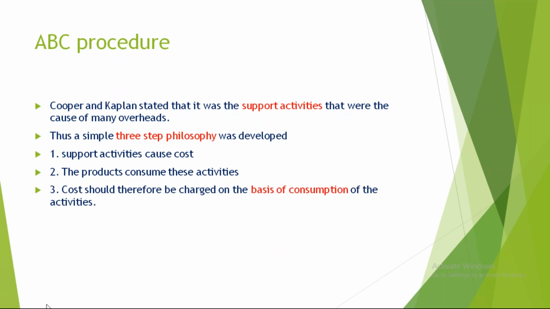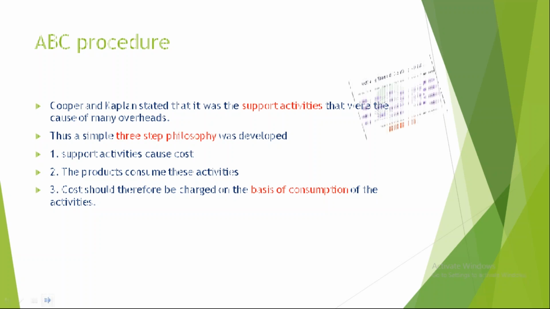So therefore, cost should be charged on the basis of consumption of the activity. This is the key crux of the ABC. The cost should be charged not based on the volume, but based on the consumption. It does not matter if it is 10 units or 1 unit, but how much of the activity it is consuming.